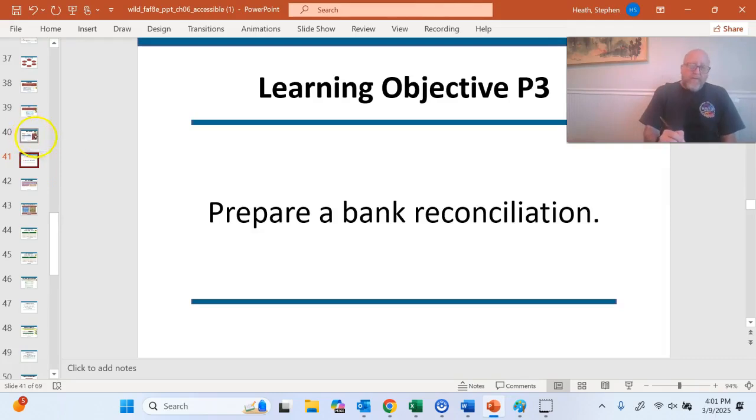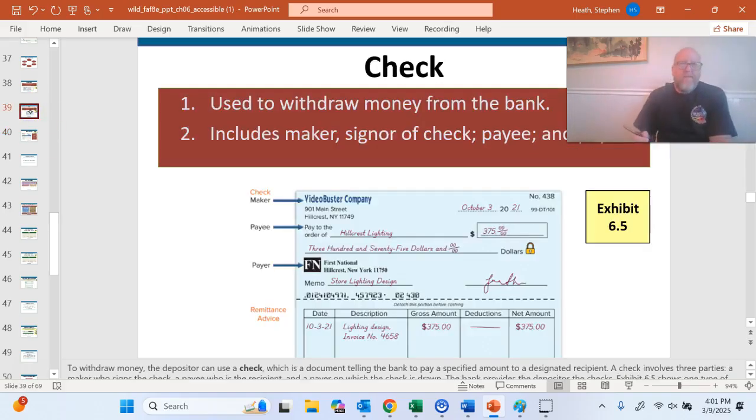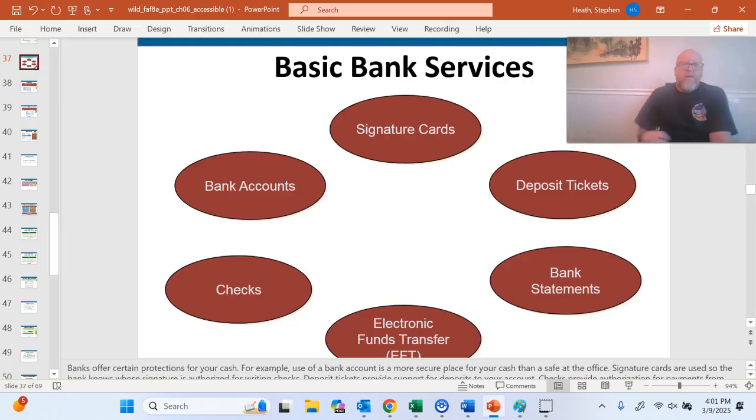I don't know why they do this, but the previous slides, that's a nice picture of a bank statement. Okay. It's a nice picture of a check, nice picture of a deposit. This is a good slide, right? So there's all sorts of things that your bank is going to do for us. And these are the types of things that we have to now account for when we are doing our bank reconciliation. Okay.